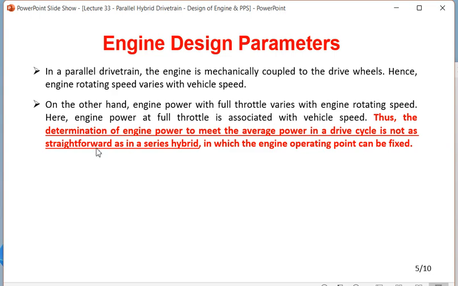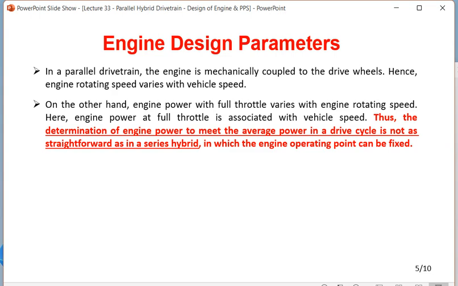Thus the determination of engine power is a very important line. Engine power determination to meet the average power in a drive cycle is not as straightforward as in the series hybrid, because in a series hybrid the engine was decoupled from the wheels. But in the case of parallel coupling or a parallel hybrid, the engine is coupled with the wheels.